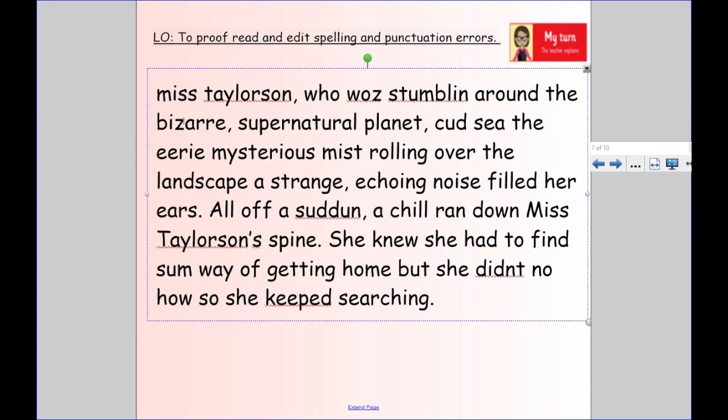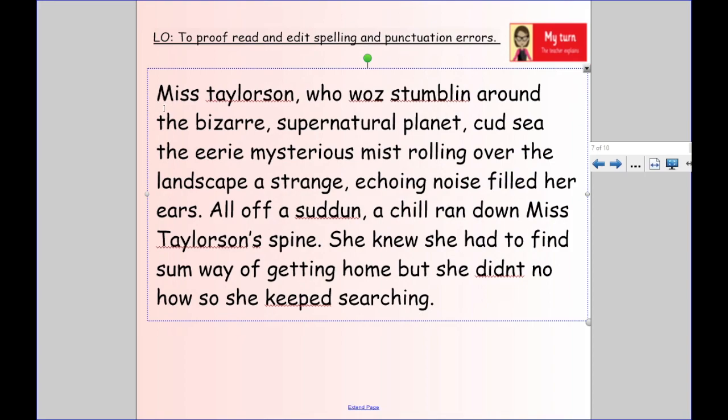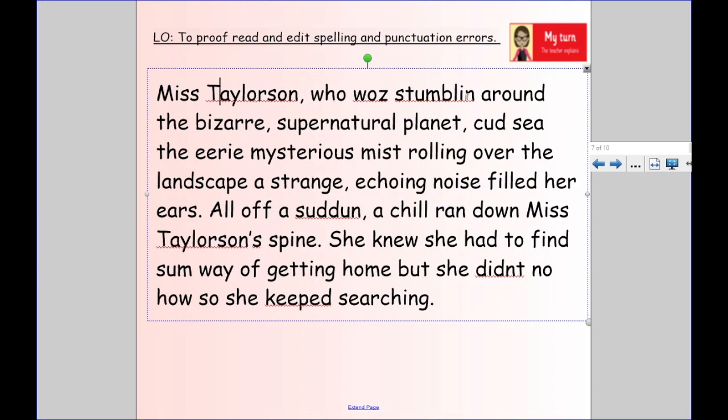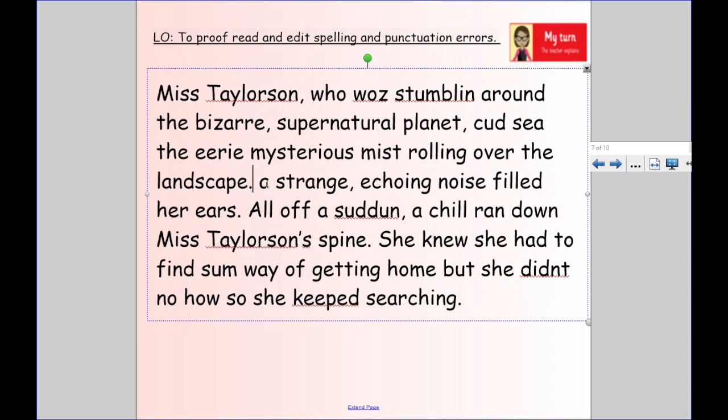Now, I know straight away that I haven't got my capital letters for my name, so I need the one to start the sentence, which also happens to be my name, but then I also need the one for Taylorson. Miss Taylorson, who was stumbling around the bizarre supernatural planet, could see the eerie, mysterious mist rolling over this landscape. Oh, I know there that there should be a full stop, which means that A should be a capital letter. A strange echoing noise filled her ears. All of a sudden, a chill ran down Miss Taylorson's spine. She knew she had to find some way of getting home, but she didn't know how, so she kept searching.